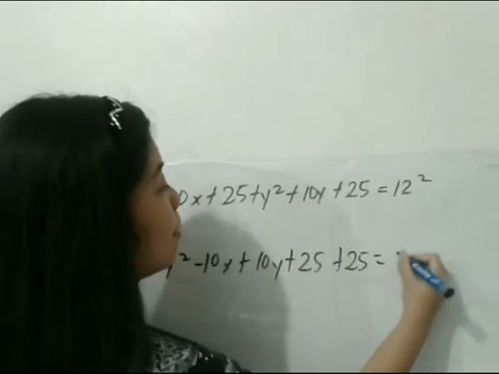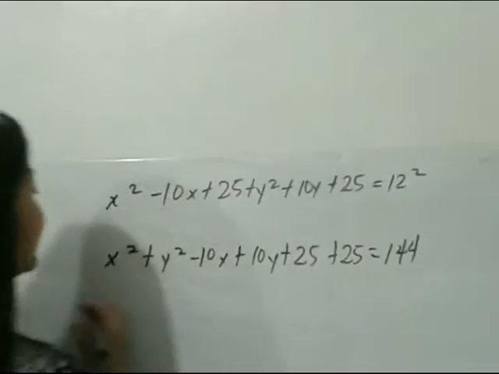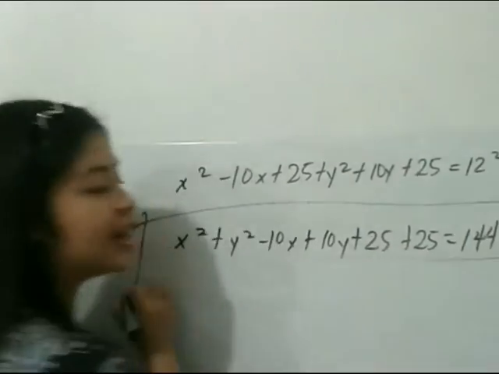12 squared would become 144. And this is our general form.